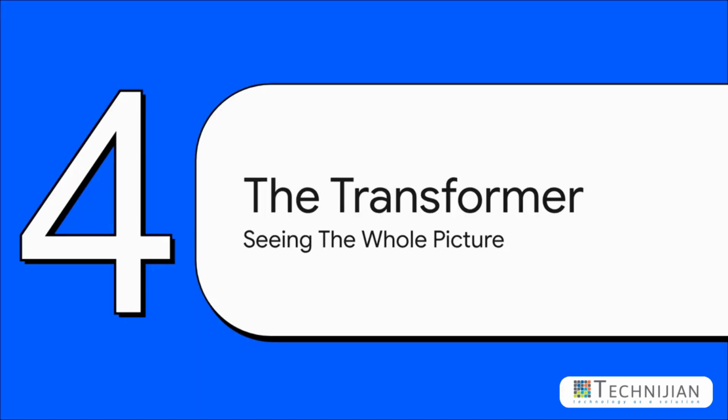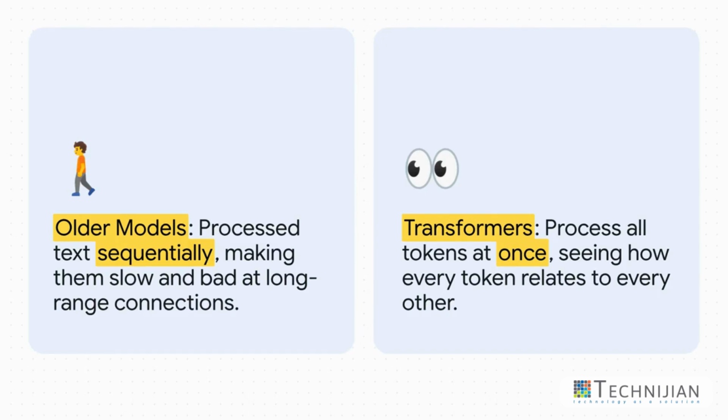But wait a minute. Just predicting the next word isn't always that simple. You need context, right? You can't just look at the last word in a sentence to know what comes next. And this was a huge problem for a long time, until a revolutionary new architecture called the transformer came along and completely changed the game. So, you see, older models had to process text sequentially, one token at a time in order, just like how we read. This made them really slow, and they were terrible at remembering things from the beginning of a long sentence by the time they got to the end.